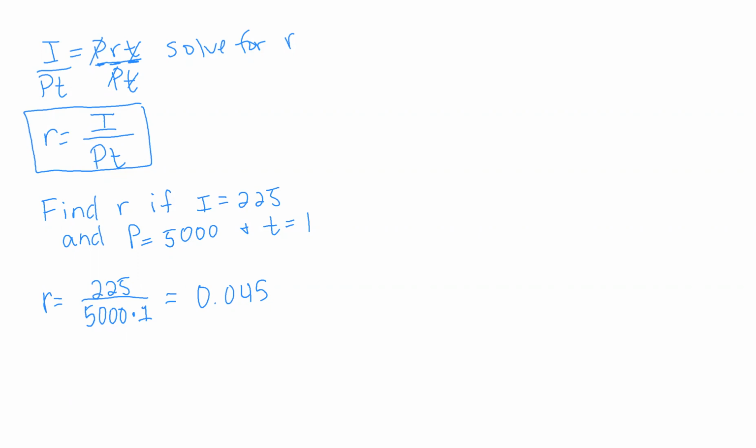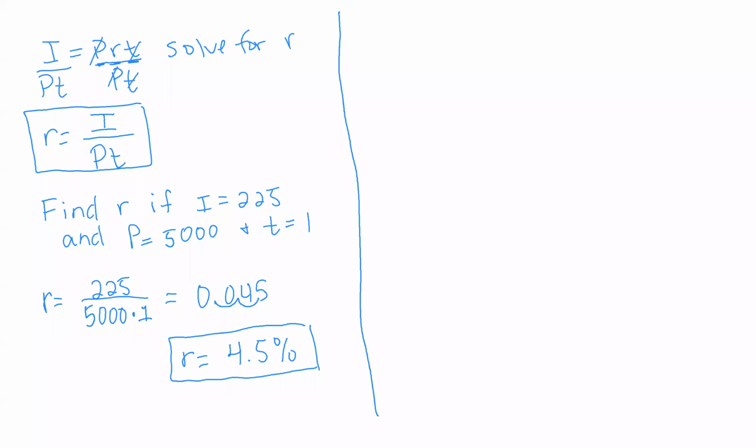But for us, when we talk about interest rates, we generally want to see it as a percent. So to write this as a percent, we would move our decimal twice. So we would say R is 4.5%. And that's it. All right. So be prepared to take a formula, solve it for a specific value, and then evaluate it given information about all of the other variables in the formula.